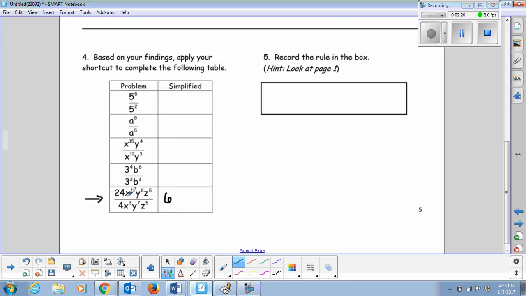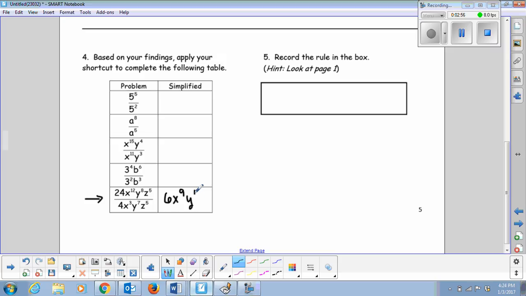And now we just need to take it each letter at a time. So because we're dividing, we need to subtract our exponents. So my base is x, and then I have 12 minus 3. 12 minus 3 is 9. So I'm going to write 6x to the power 9. Then I have the base y. And 8 minus 7 is just 1. So I'm going to actually leave it right here.